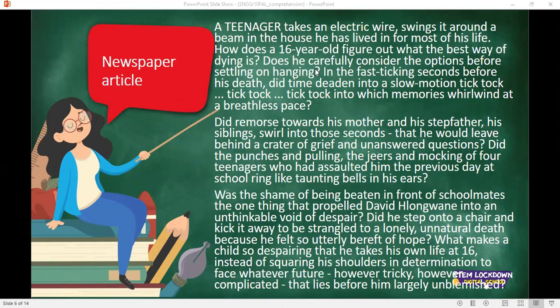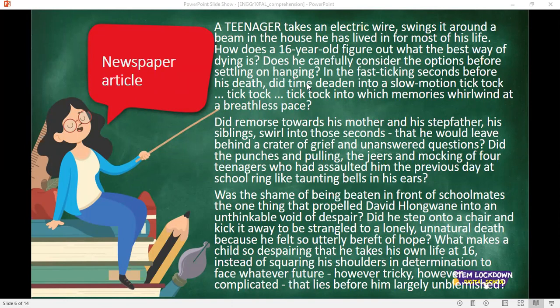A teenager takes an electrical wire, swings it around a beam in the house he has lived in for most of his life. How does the 16-year-old figure out what the best way of dying is? Does he carefully consider the options before settling on hanging? In the fast ticking sounds before his death, did time deaden into a slow motion tick-tock, tick-tock, tick-tock, into which memories whirlwind at a breathless pace? Did remorse towards his mother and his stepfather, his siblings, swirl into those seconds, that he would leave behind a crater of grief and unanswered questions?